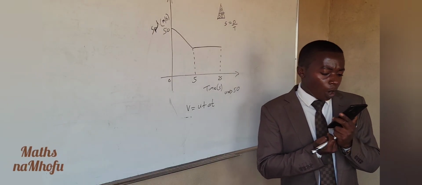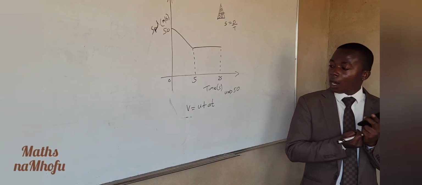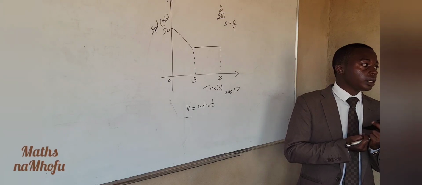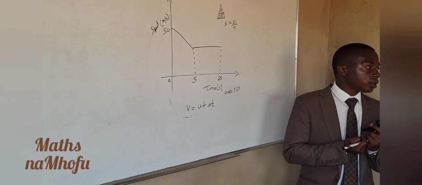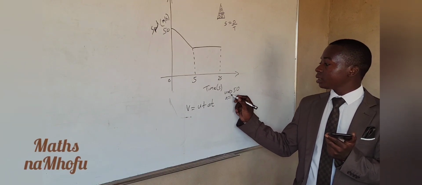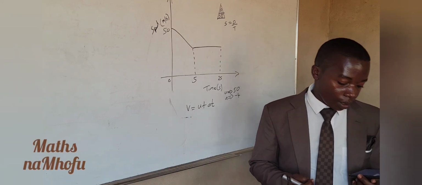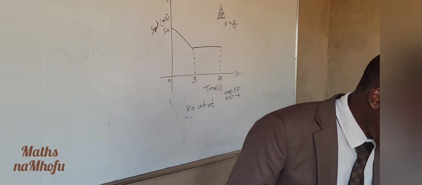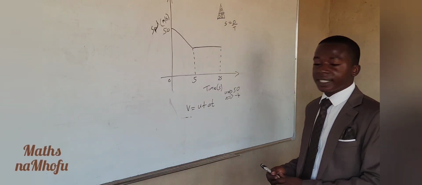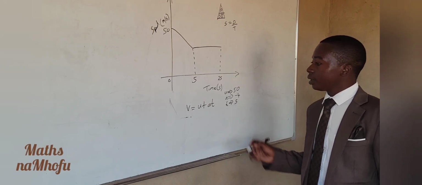It decelerates at 4 meters per second for the first 5 seconds. So what is our A? Our A is 4, but since it is a deceleration, it will be negative 4. And we are told for the first 5 seconds, meaning our time will be 5.